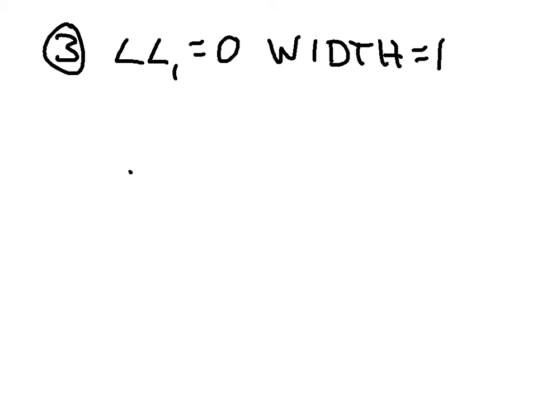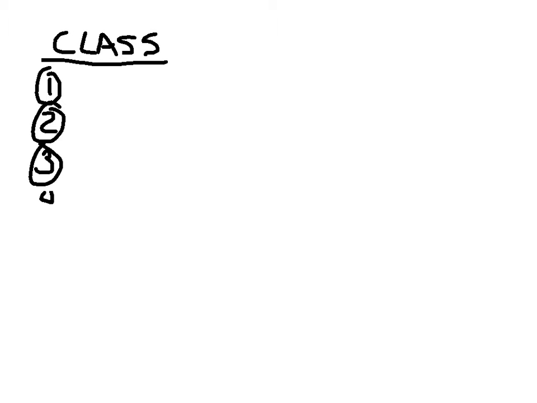Okay, today we're going to do problem 3 from one of our problem sets. We know that lower limit 1 is equal to 0. We know that width is 1. And we know that we're going to have 6 classes. So let's start constructing our table on the next page. So we have classes. We have 1, 2, 3, 4, 5, 6.